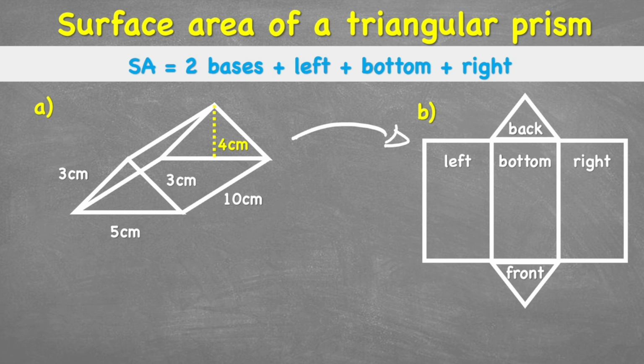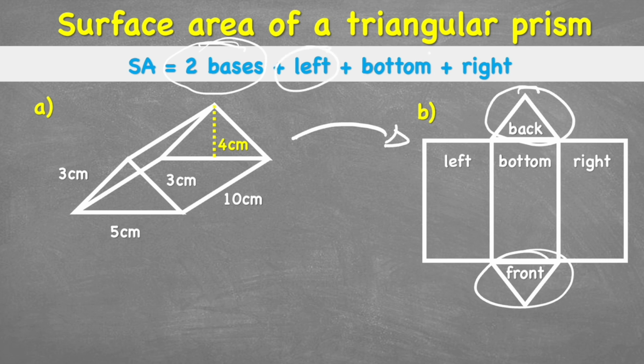And how do we work out the surface area? Well, we can see that actually our triangles are always going to be identical or congruent. So therefore, we only have to measure one of them, and then we can multiply by 2. So we would have two bases, and then we will add it to the area of the left-hand rectangle, the bottom rectangle, and the right-hand rectangle.